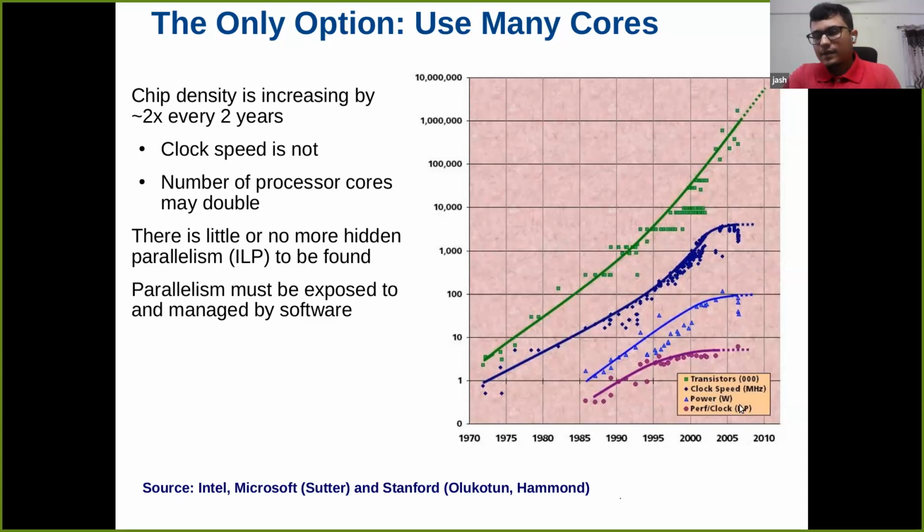Similarly, for ILP, the amount of parallelism that we can extract out of our code was also hitting a plateau. We weren't able to extract more ILP out of our code. But the number of transistors was steadily increasing during this era, when these problems were there. During this era, the number of transistors that we can place was still increasing.